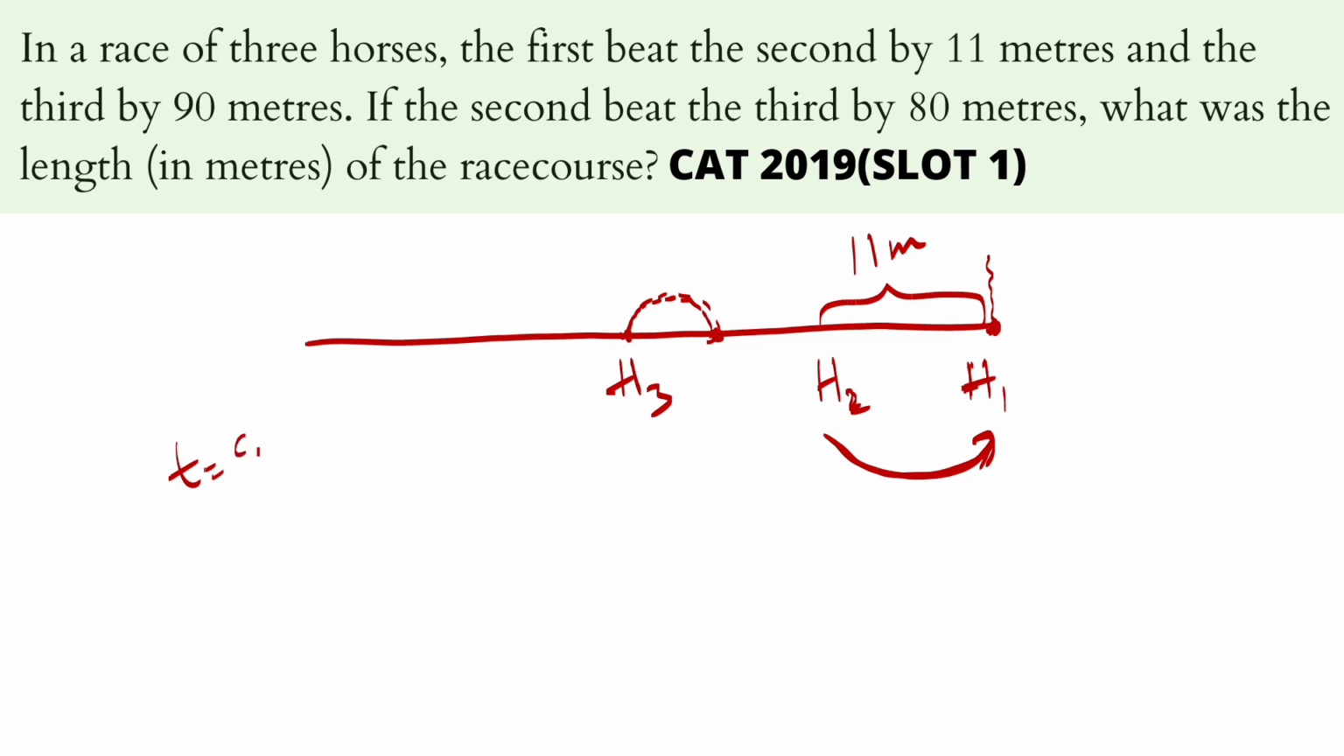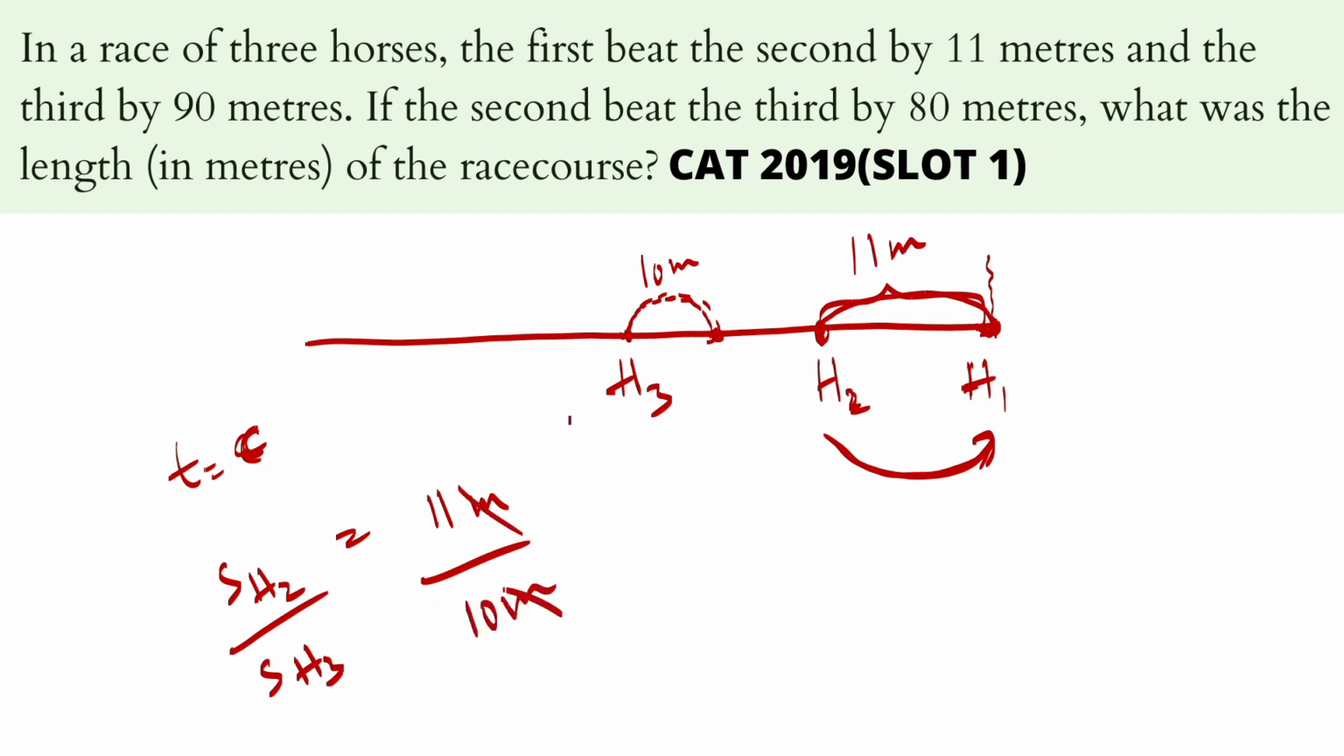Now we know our time is constant, right? If we carefully observe, horse 3 travels 10 meters by the time horse 2 finishes the race. So as time is constant, we can say that the speed of horse 2 by the speed of horse 3 is equal to the distance. How much did horse 2 complete? The distance traveled by horse 2 is from this point to the finish line, which is 11 meters, and the distance traveled by horse 3 is 10 meters. So meter and meter get cancelled. So 11 by 10, the difference between 11 and 10 is 1.